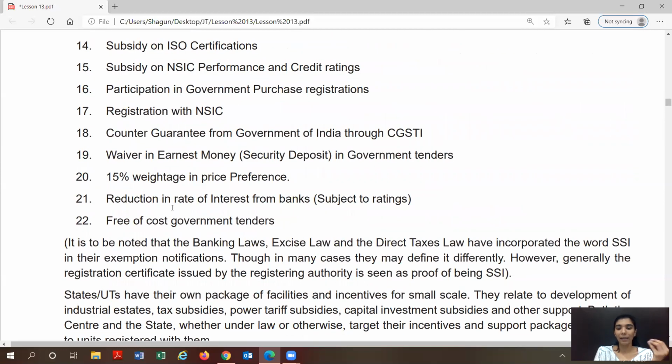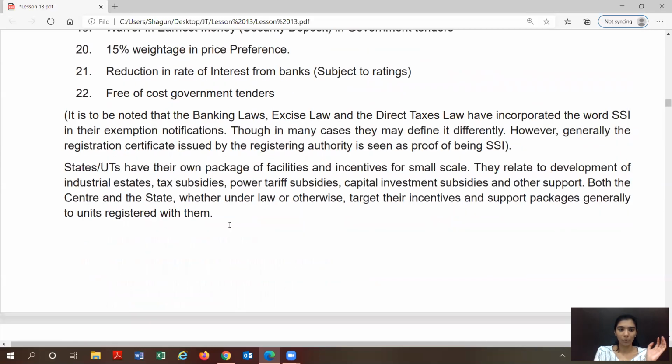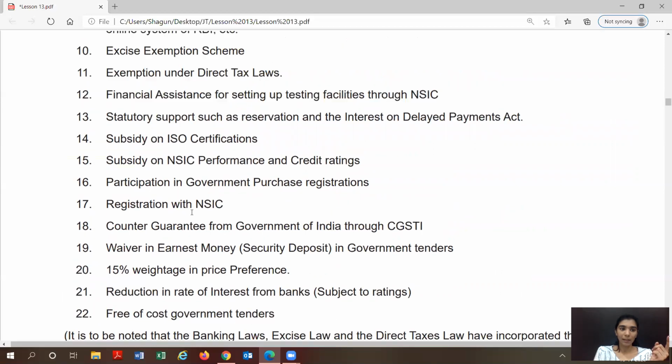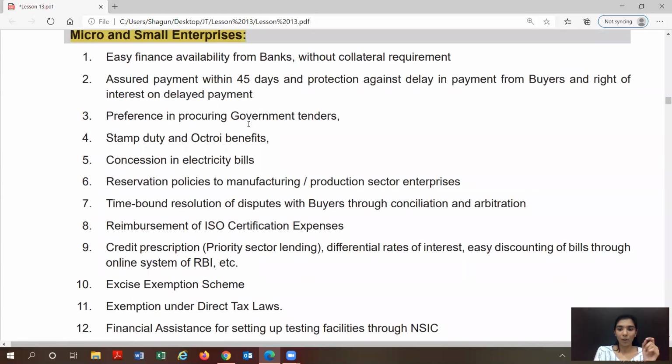Price preference they get. Lesser rate of interest for bank loans. Free cost of government tenders they will be eligible to. So these were the benefits for micro and small enterprise.